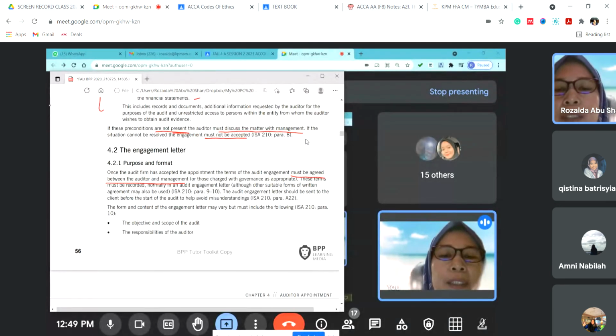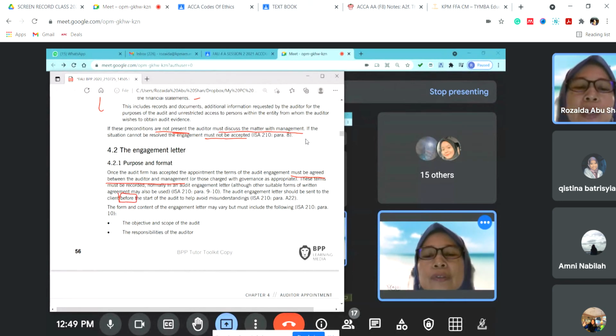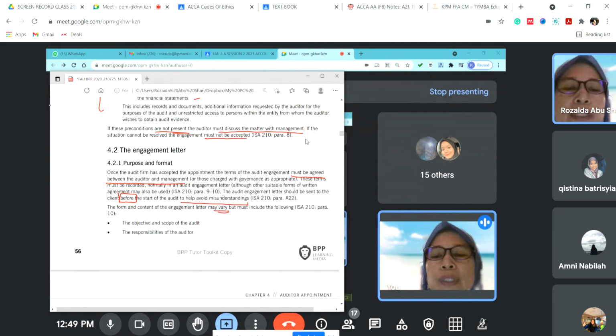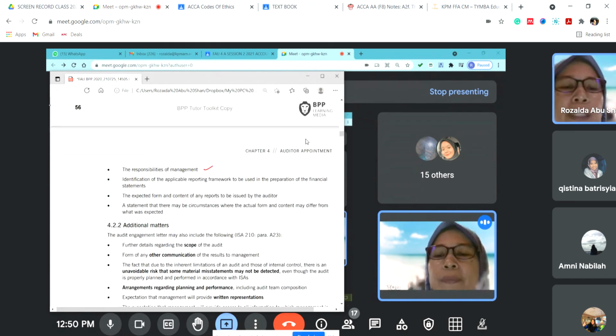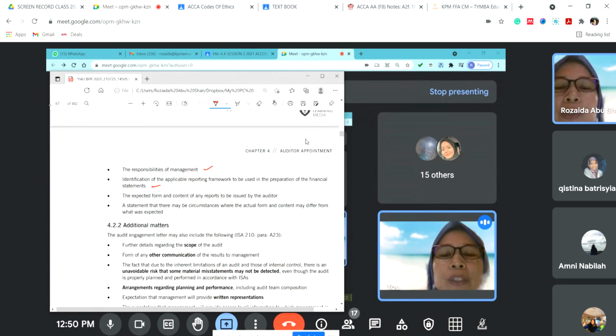Okay, the audit engagement letter should be sent to the client, important, before the start of the audit to help avoid misunderstanding. The form and content may vary, but must include the following. So this is the must in the audit letter of engagement: objective and scope of audit, responsibility of the auditor, responsibility of management, indication of the applicable reporting framework to be used, expected form and content of any report to be issued by the auditor.